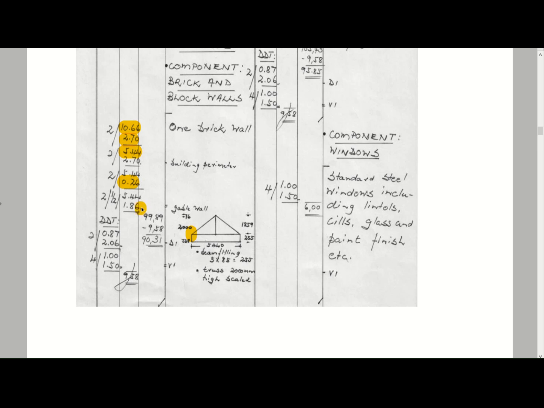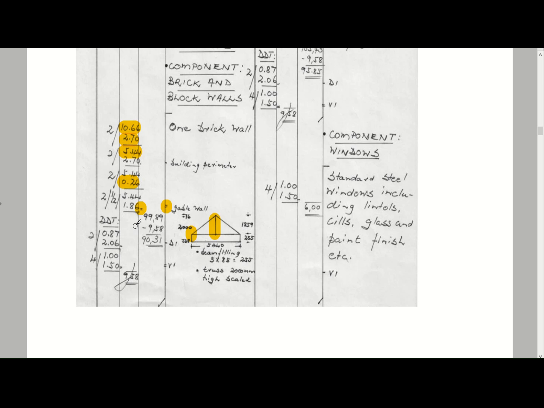And then here's the calculation for the gable end. You will see there's two little stripes, and there's the description for your gable end or gable wall. They calculated that the height of your gable wall is 1.86 meters. Your formula is half of your height times 5.44, and you've got two of them on either side.